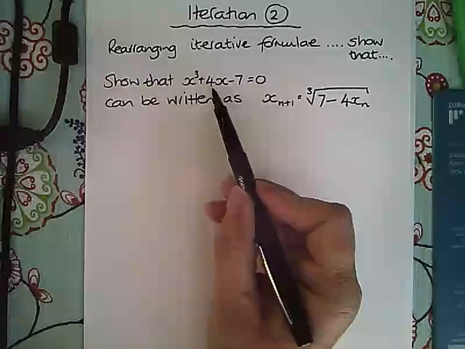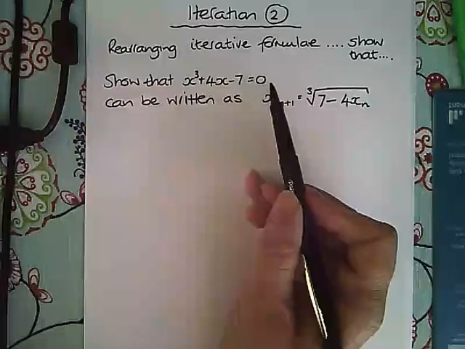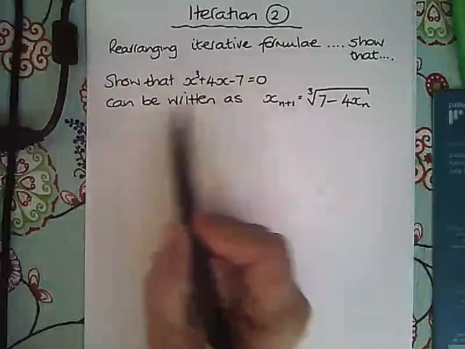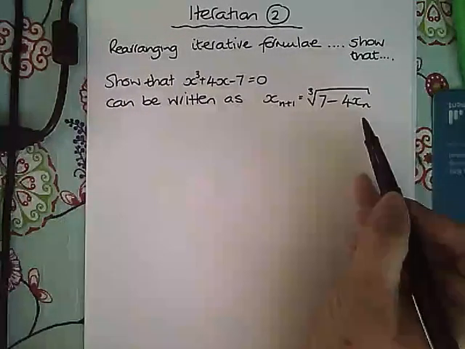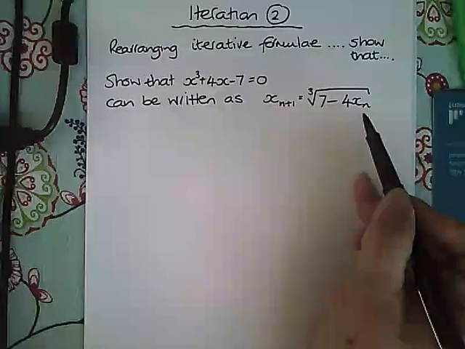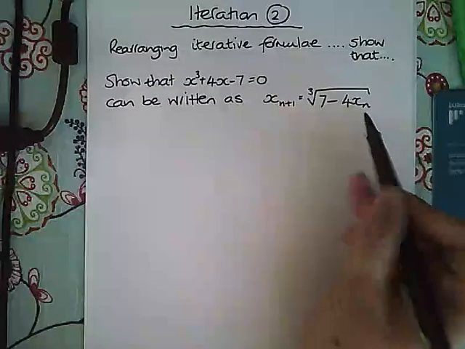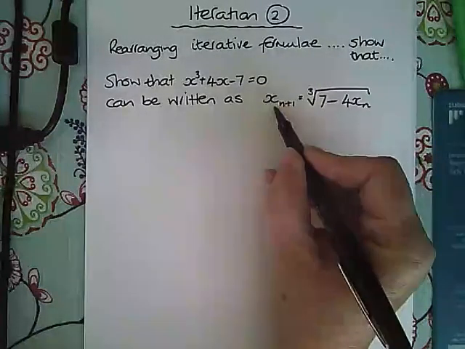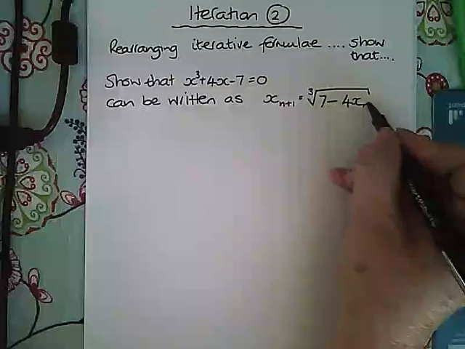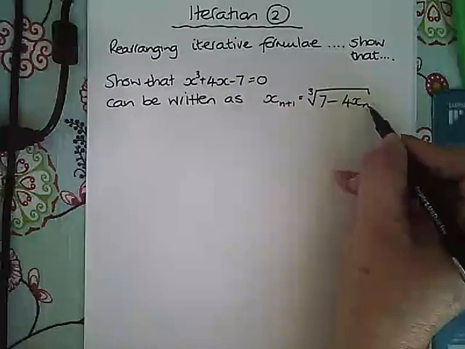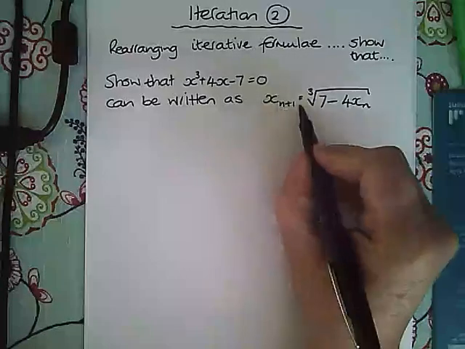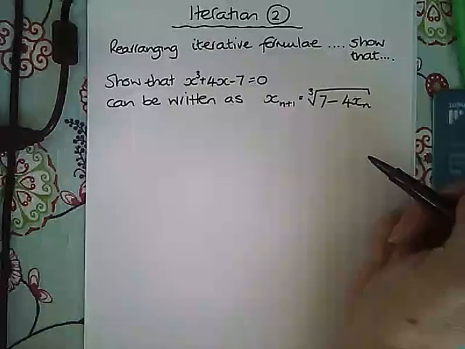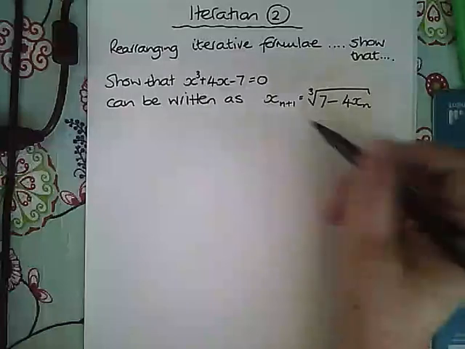x cubed plus 4x minus 7 is equal to 0, and we're being asked to show that this formula can be written as something that looks really awful. So the problem with this formula, and the reason it looks really awful, is because it's got a cube root in it. It's also got a subscript on the bottom of this x, which says n plus 1, and a subscript on this x, which says xn. Now, these subscripts at the bottom here, we can just ignore, okay, because we're not going to look at those until one of the other videos about the iterative formula. So we're just going to assume that they're not there.